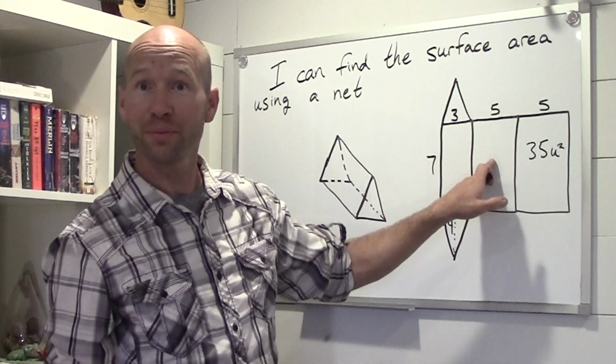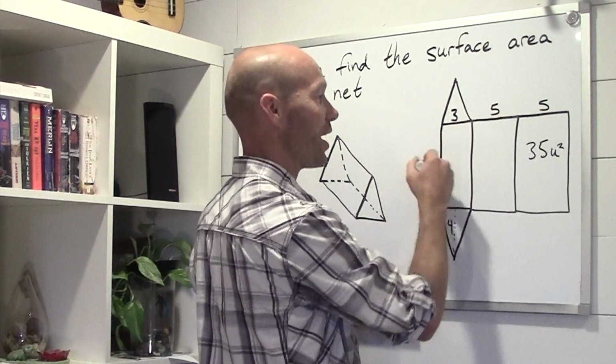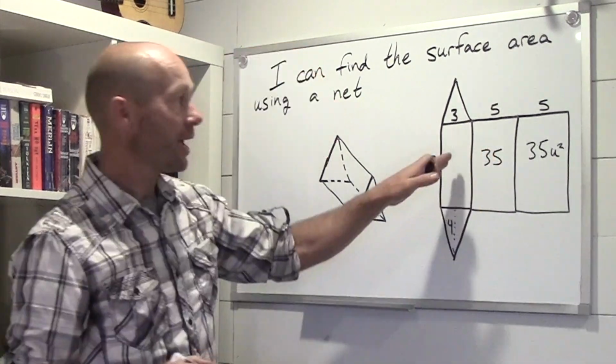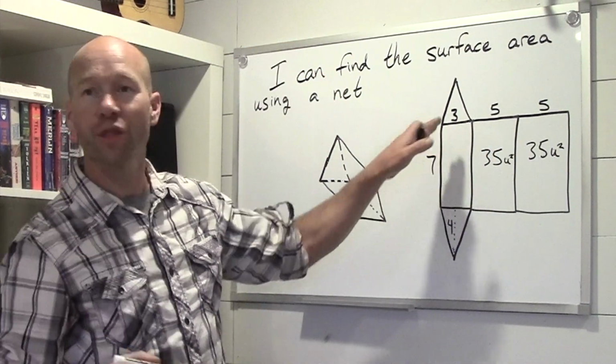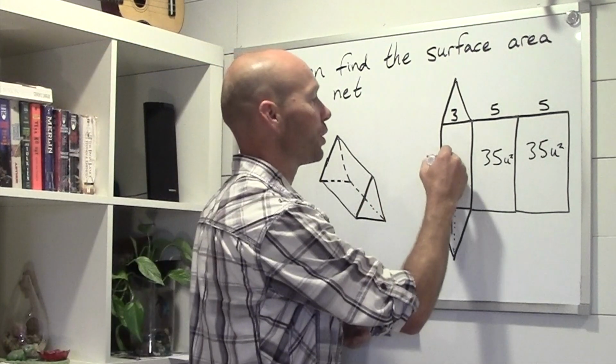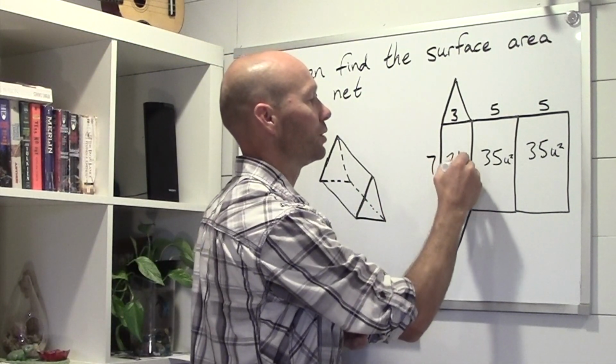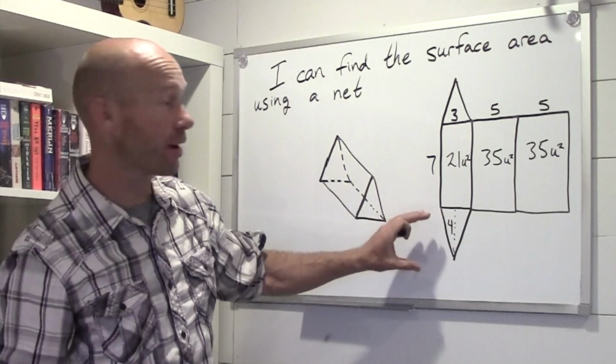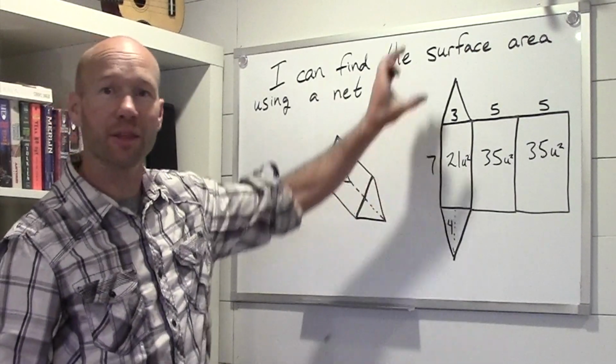What is this one? Yeah, it's the same thing, right? We've got 5 times 7 is 35. And how about this area right here? 3 times 7, we get 21 here. 21 units squared. How do we find the area of the triangle at the bottom and the top?